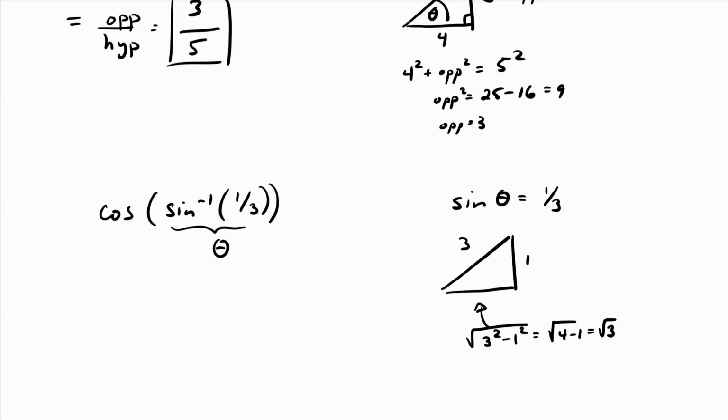Oh, sorry. I don't know why I wrote 4. This is not square root 3. This is 9 minus 1. So this is square root 8, and this is 2 root 2. So this side is 2 root 2. And so I want to calculate the cos of theta. And cos of theta is adjacent over hypotenuse. So it's 2 root 2 over 3.